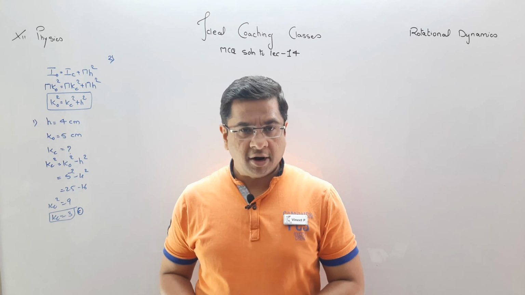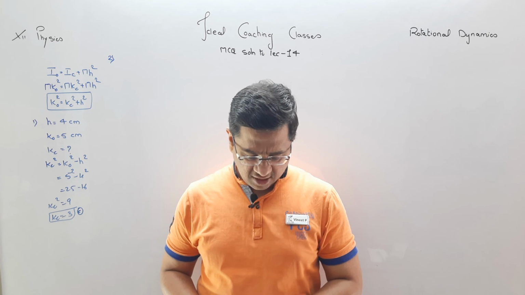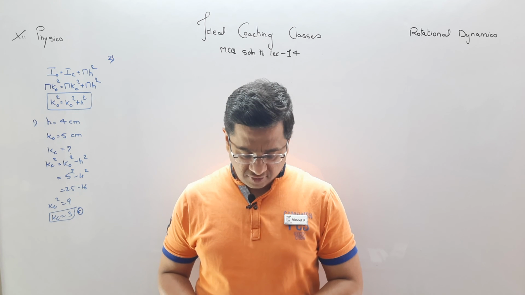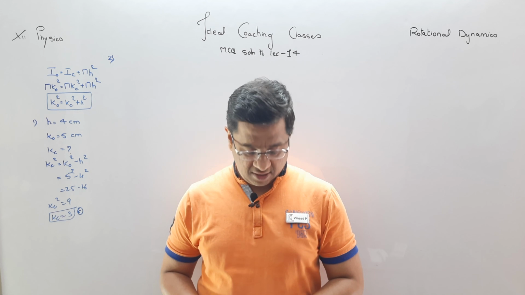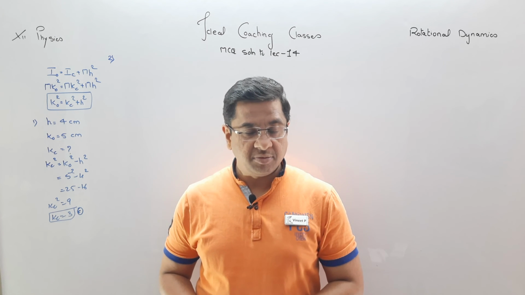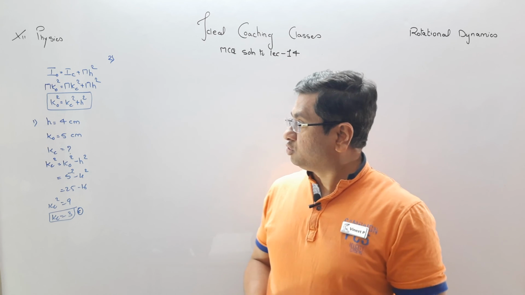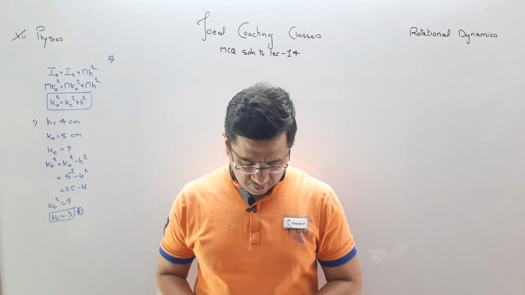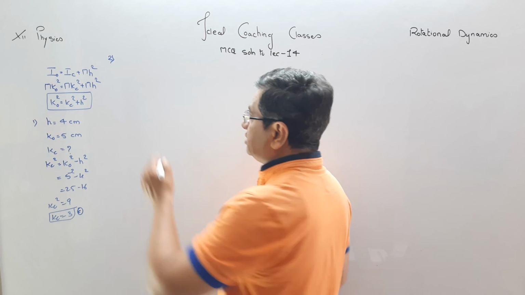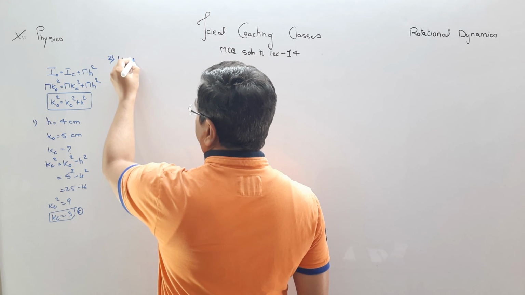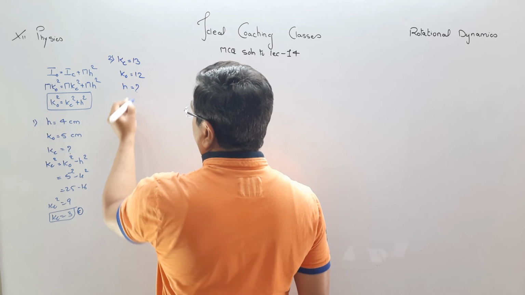Radius of gyration of a body about an axis is 12 centimeter. Radius of gyration of the same body about a parallel axis passing through the center of gravity is 13 centimeter. Then the perpendicular distance between the two axes is how much? So simple. They have given center of gravity से जाने वाला kc is equal to 13, k0 is equal to 12, h is equal to how much?